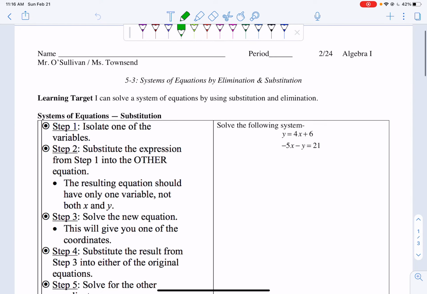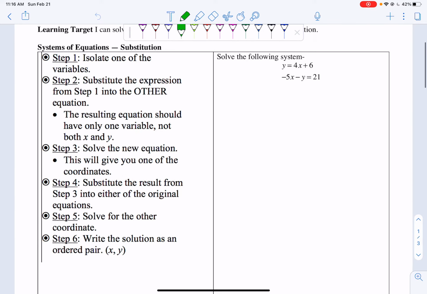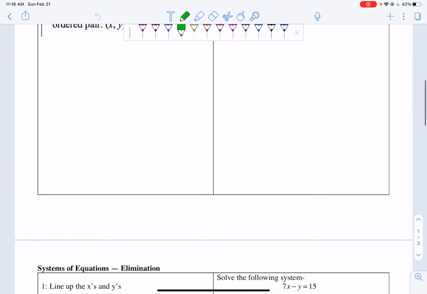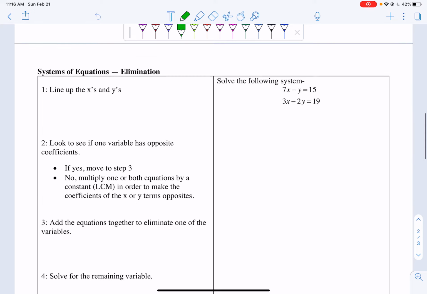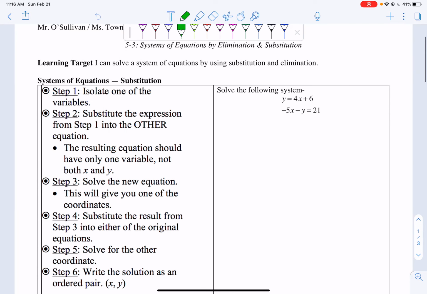So today's learning target is I can solve a systems of equations by using substitution and elimination. So this is basically just a recap of what we've been doing the past few days. So it isn't going to be a very long lesson. So we have our model problem with the steps next to it for substitution and an elimination. So our first example, we want to solve the following system by using substitution. We have y equals 4x plus 6 and negative 5x minus y equals 21.